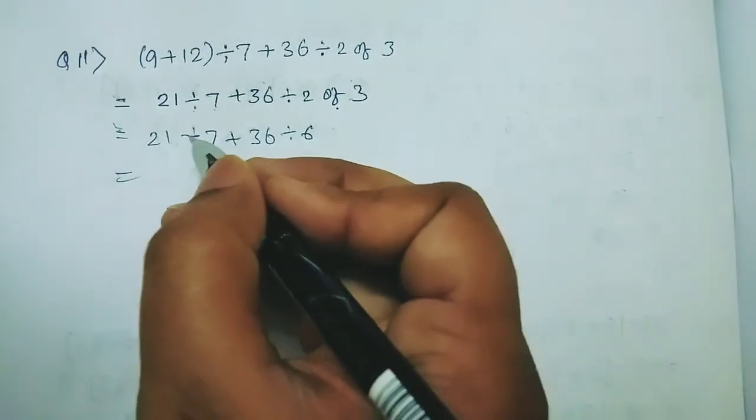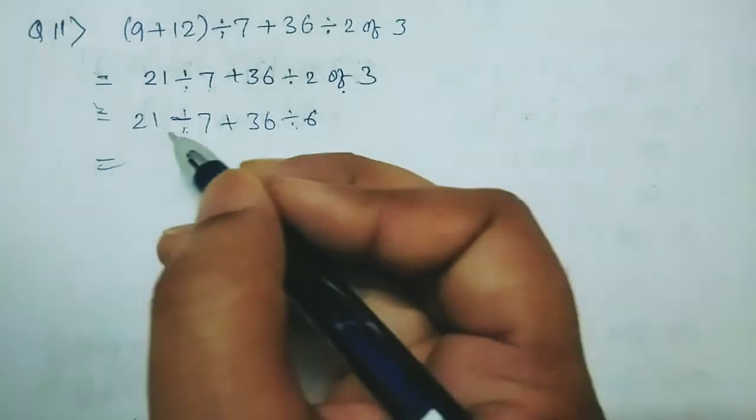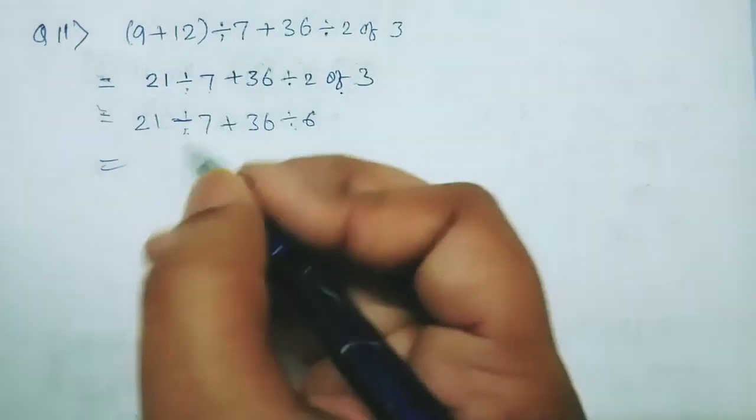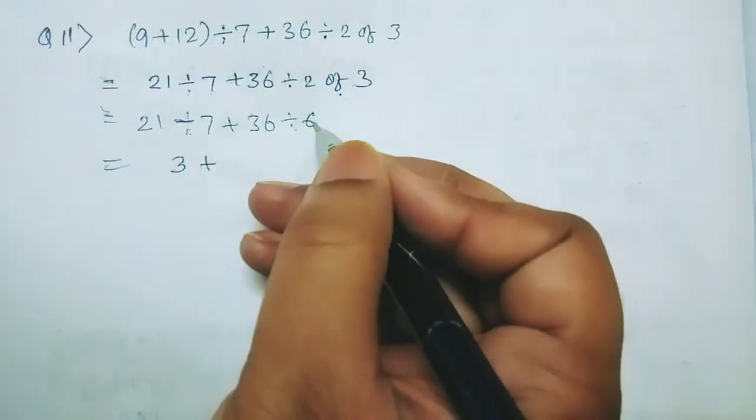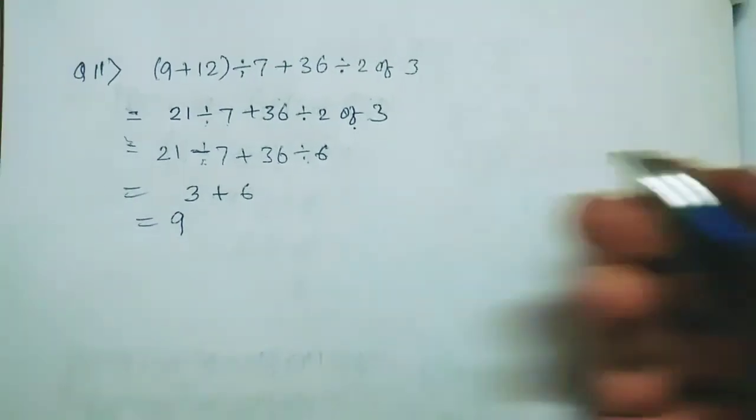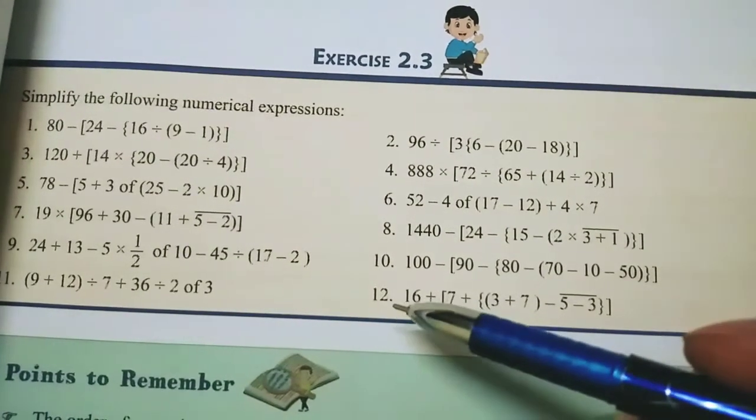Now we'll perform the division. So here two divisions are there. Here also divide and here also divide. So we'll perform in the same line and perform the two division. 21 divided by 7 is what? 3 plus 36 divided by 6. It is 6. So 3 plus 6 is 9. So this is the answer of this question. So easy. Now the last question number 12 I will solve.